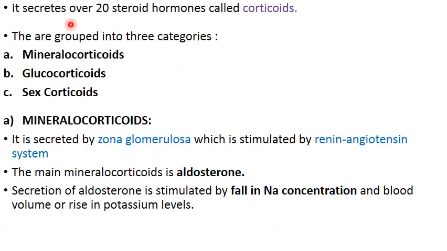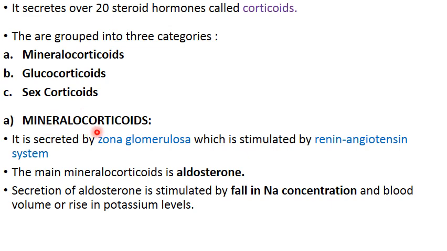Now coming to the hormones. So here in the adrenal cortex, there is a group of hormones secreted. Not 1 or 2 or 3, but a group. And this group of hormones are steroid hormones. What do you mean by steroid? That means they are derived from cholesterol. And these are called corticoids. So these corticoids can be grouped into 3 categories. First क्या है? Mineralocorticoids. Second group will be glucocorticoids. And the third group will be sex corticoids.